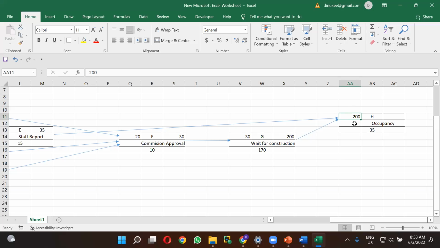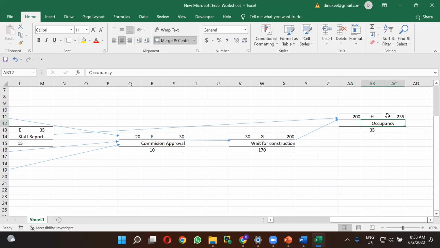So 200 is the early start time for the H activity. And now you have to calculate the early finish time. For that, you take this 200 plus 35. The early finish time is 235.